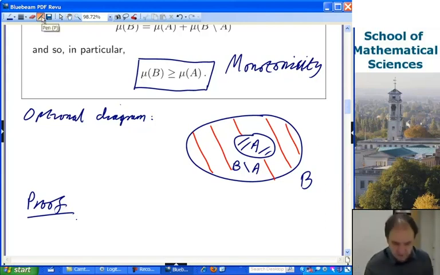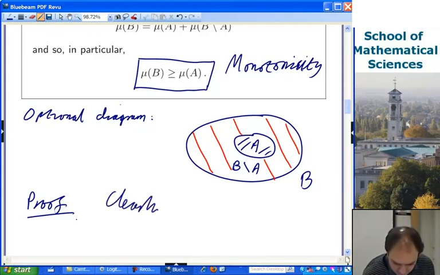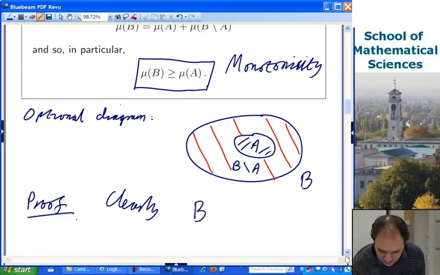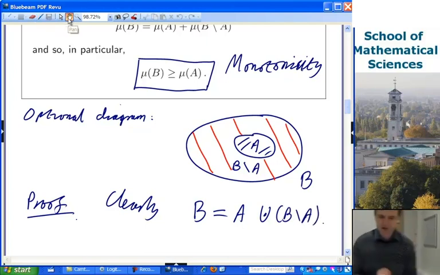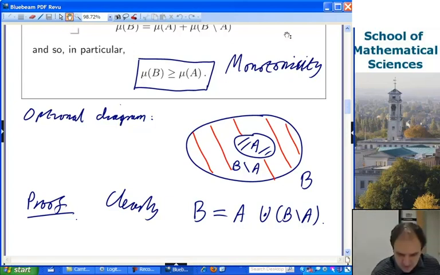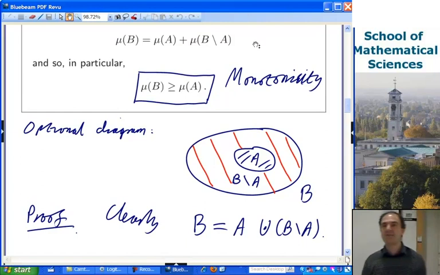What have we got? So clearly, B is a disjoint union, so finite additivity gives this equality here.